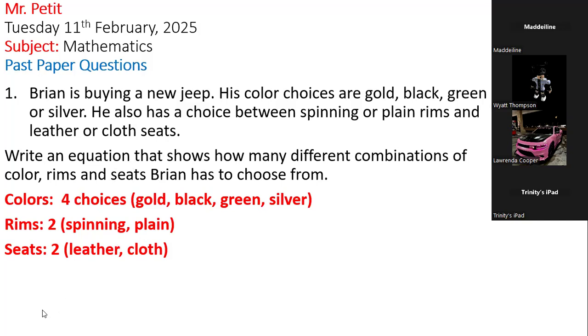I don't know if y'all ever did combinations before. Whenever you're doing combinations, you just use the product rule, right? And the product rule just tells us that we're going to multiply all of our options. Just multiply all of the options.